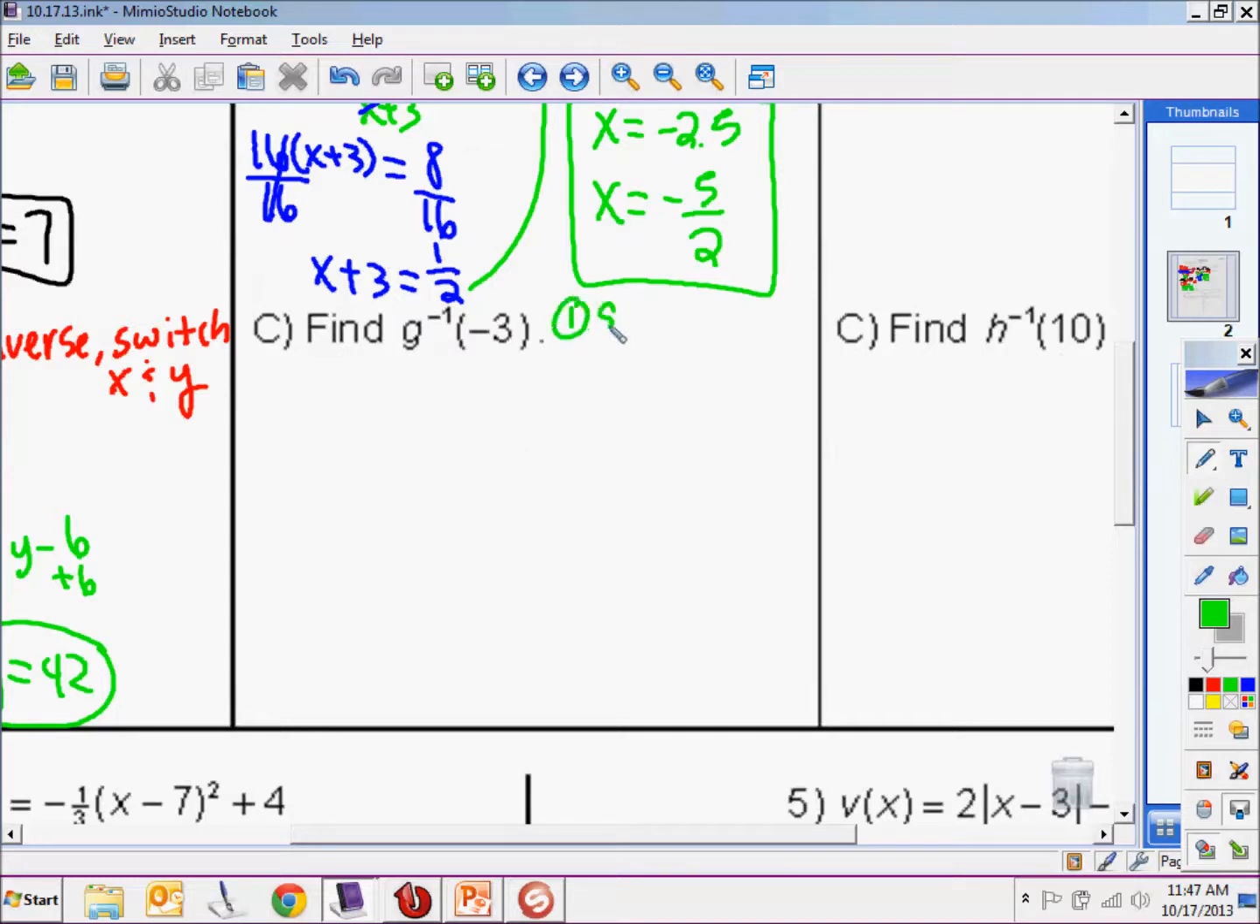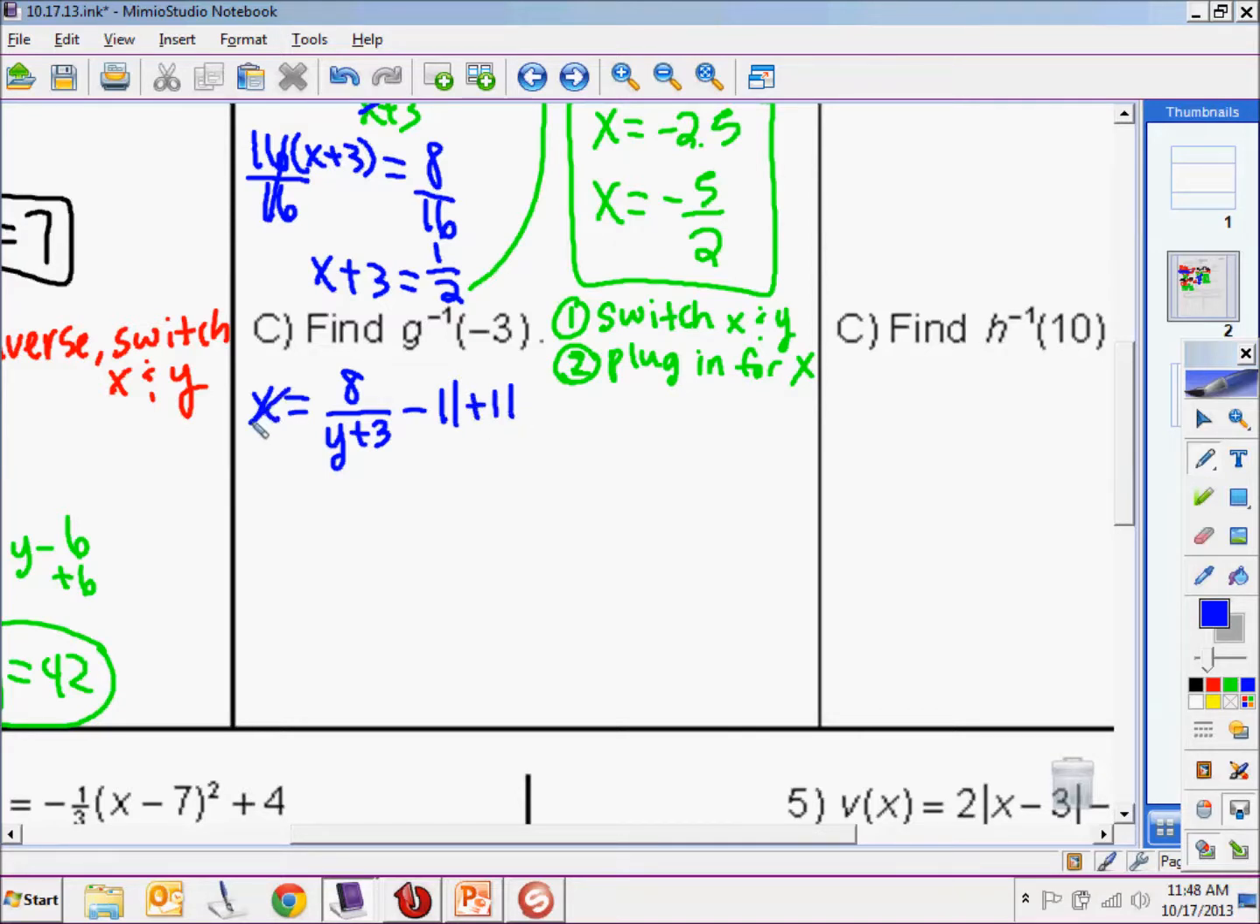All right, what are our steps here? So first we're going to switch x and y, and then we're going to do what? Plug in for x. I'm going to plug in for x. So now I have x equals 8 over, is it 8? Yes. y plus 3 minus 11. Again, it's similar to solving like we did in part B, right? What is my first step then? Plus 11. Oh, I forgot. What is x supposed to become?